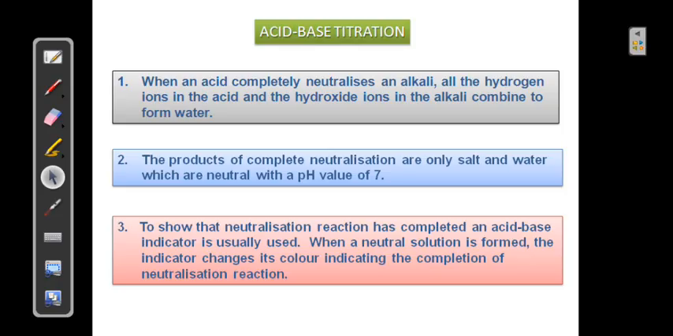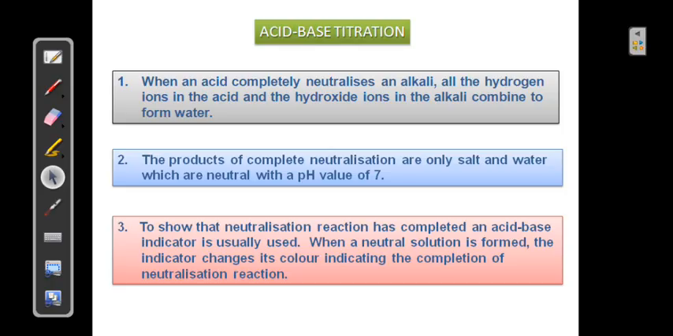The moment it reaches an end point, meaning it reaches a point where the total hydroxide ions or the hydrogen ions are completely converted into water, there is no more hydrogen ion and there is no more hydroxide ion. That is what we call the end point. When you reach the end point, the pH value of the solution is always 7.